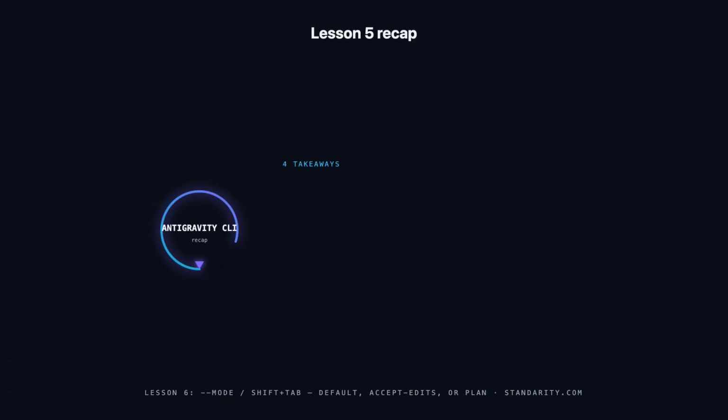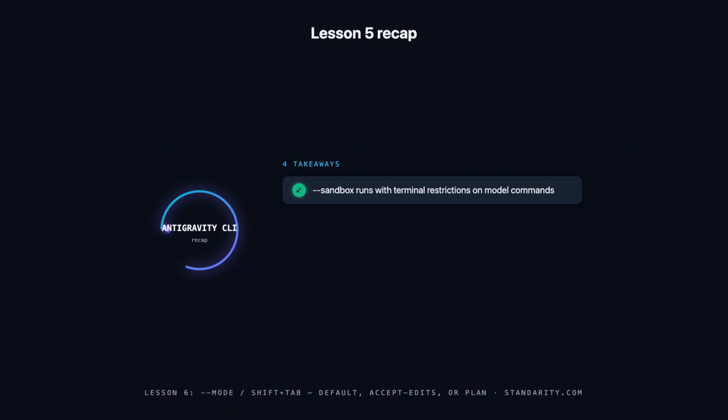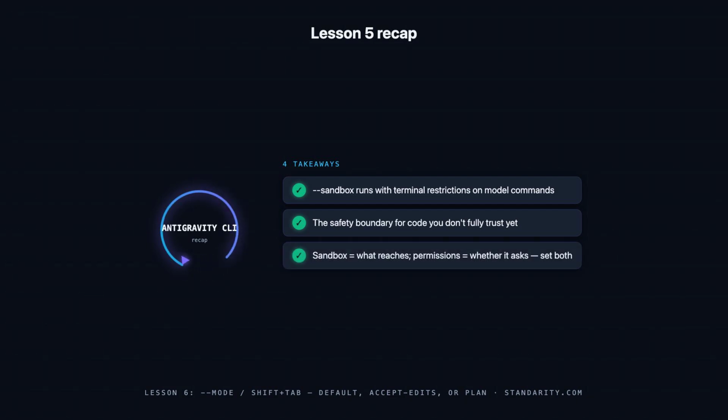Here's what to keep from this lesson. The sandbox flag runs Antigravity with terminal restrictions, limiting what model-generated commands can touch. It's the safety boundary for running the agent on code you don't fully trust yet, like a fresh clone. Sandbox controls what commands reach, the permission preset controls whether it asks first, and you set both dials together.